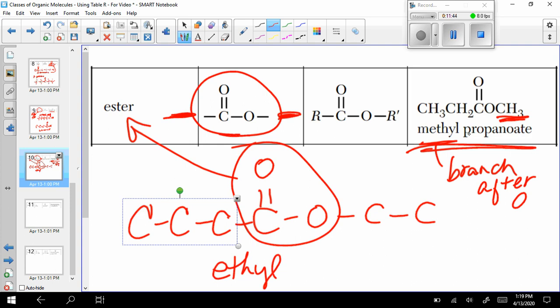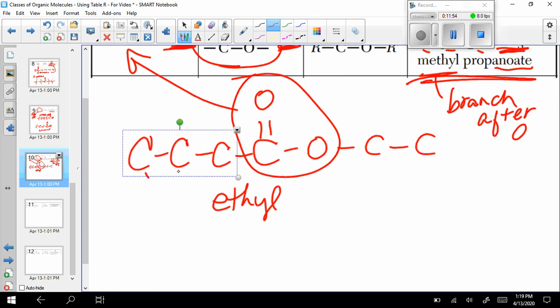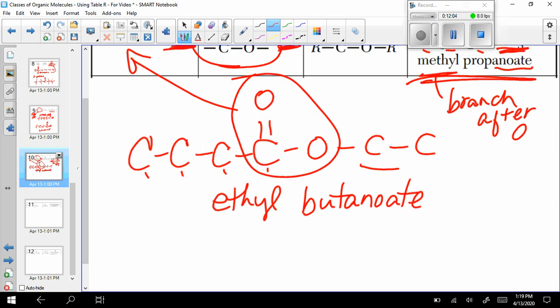And then the last name, propanoate. Prop tells me 3 carbons, 1, 2, 3. Anoate is the ending for an ester. So I look at mine, 1, 2, 3, 4. So that's butanoate. So the name of this is ethyl butanoate. Ethyl is my branch, butanoate is my chain.